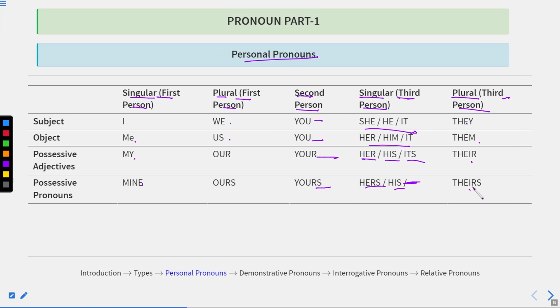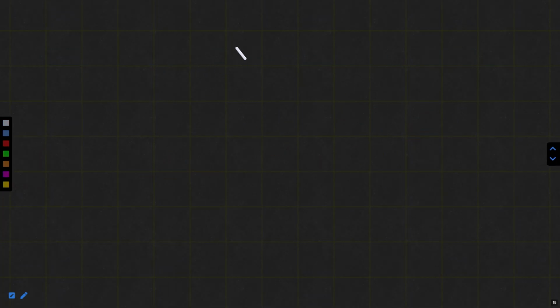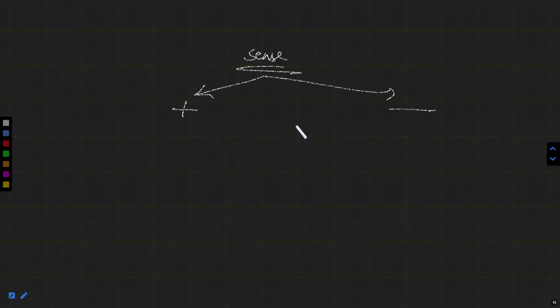Now one more thing, I will make this clear when we discuss questions, but let me elaborate on it here as well. If we talk about the first, second, and third person, the position of these three persons matters a lot. When using all three persons together in a sentence, we need to check the sense of the sentence, whether the work done in the sentence is positive or negative.